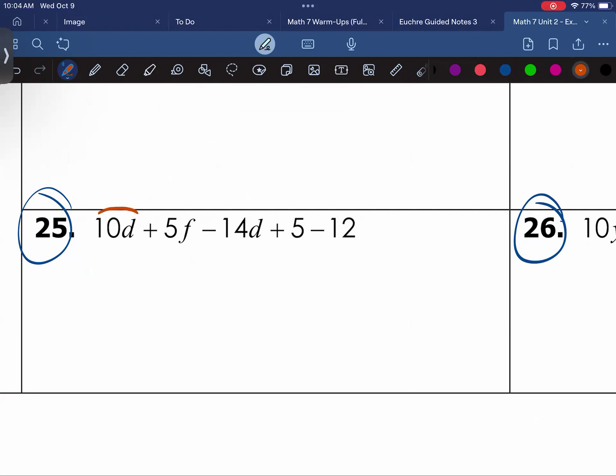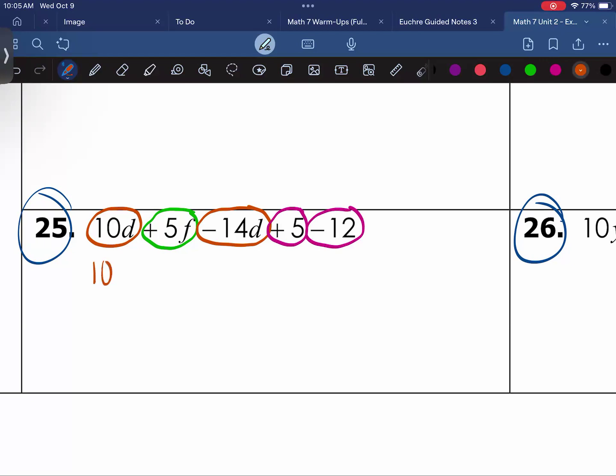So number 25, circle your like terms. So I have 10D. I have this other term right here, 5F. Even though it's a letter term, it is not the same letter as before, so it does not combine with the 10D. But with my 10D, I also have minus 14D. And then also by itself would be this 5, and that is another constant right here, -12. So let's do my orange circles.